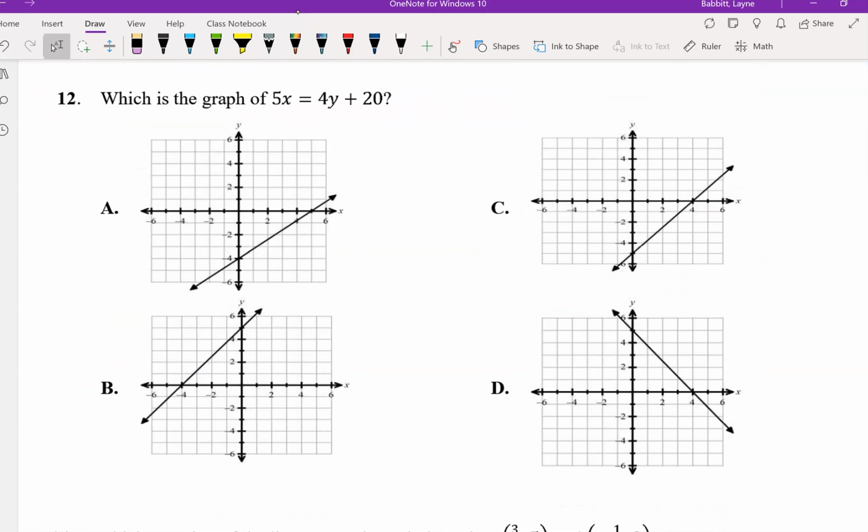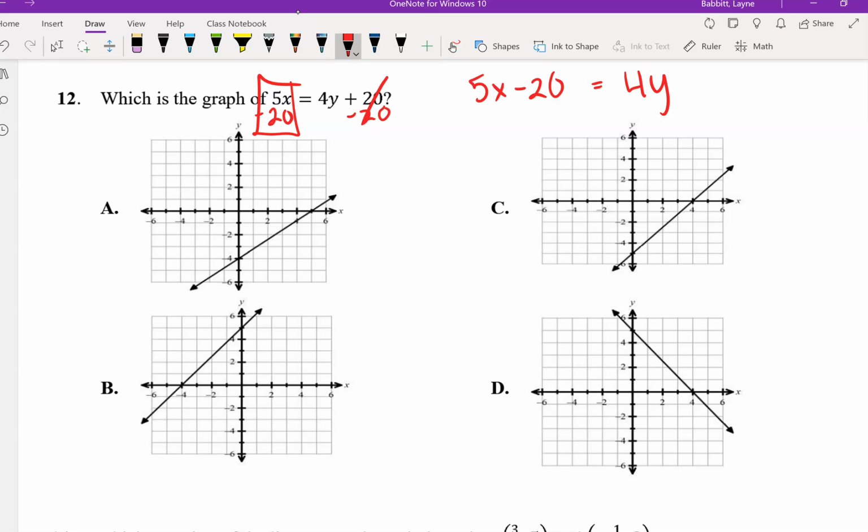Alright, which is the graph of that function? I'm thinking the easiest thing to do is going to be to get this into slope-intercept form, y equals mx plus b, and then we can go from there. So to get this into y equals mx plus b, we want to get y by itself. So I'm going to move the 20 first. What's the opposite of plus 20? That would be minus 20. So that will be gone. These cannot combine. We'll leave them separate. 5x minus 20 equals 4y.